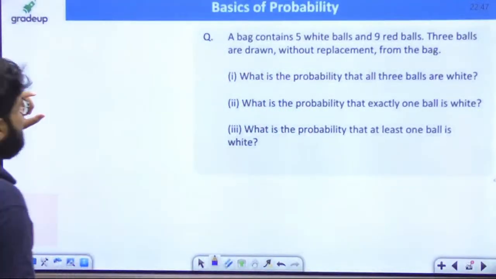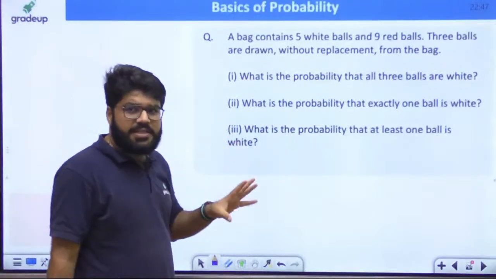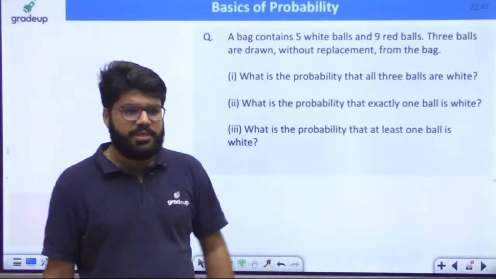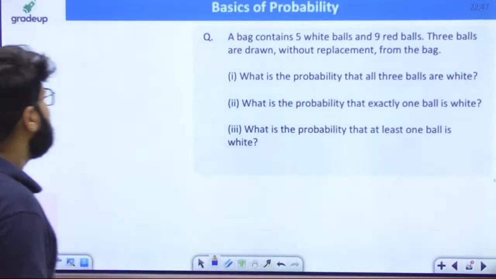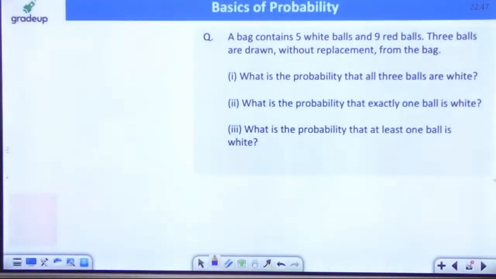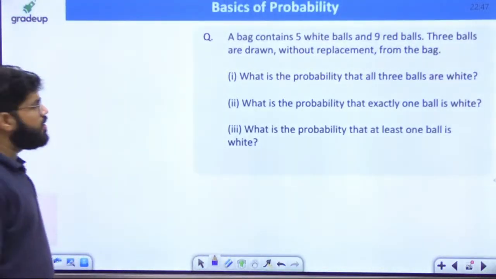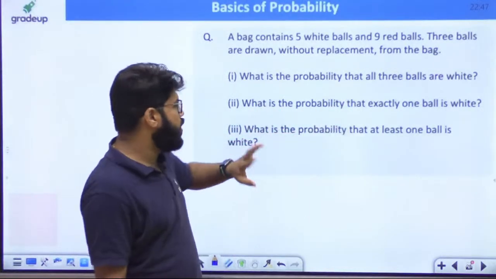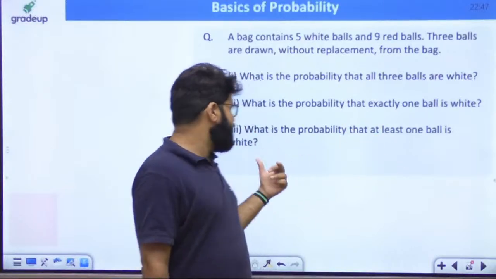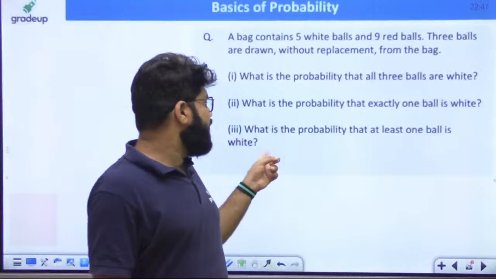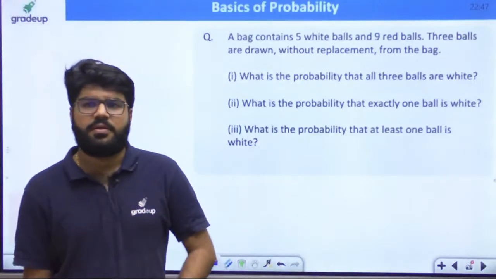A bag contains 5 white and 9 red balls. This is the last one on balls. The next question will be selection only, but something other than balls. 5 white and 9 red balls. 3 balls are drawn without replacement from the bag. What is the probability that all three balls are white? Second, what is the probability that exactly one is white? Third, what is the probability that at least one ball is white? Yesterday I explained exactly one and at least one.